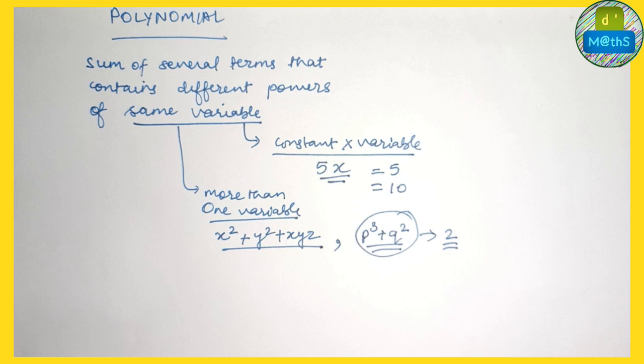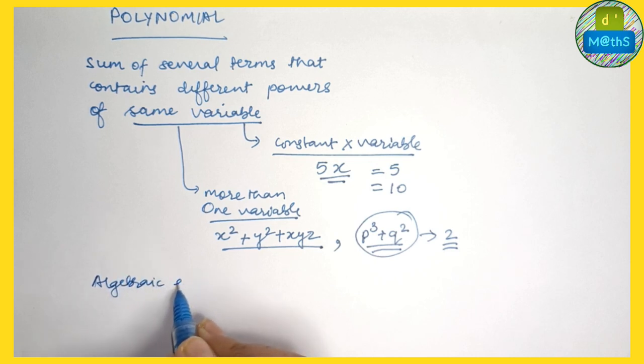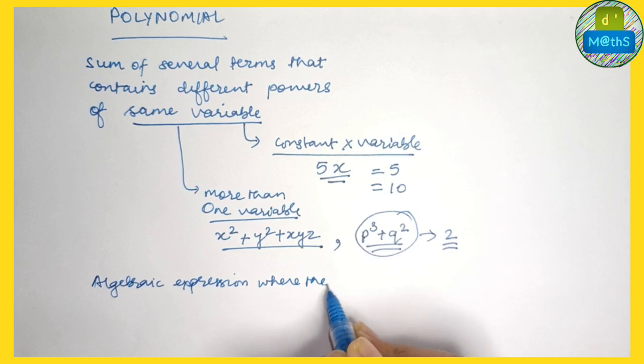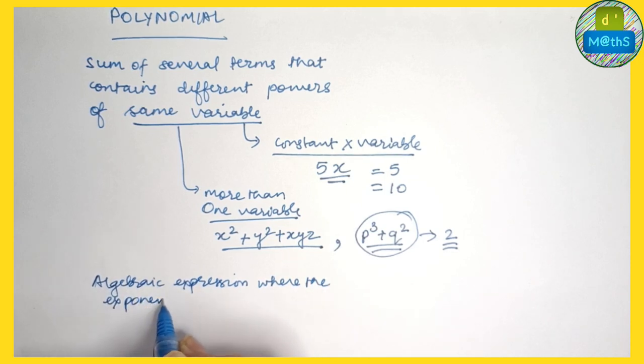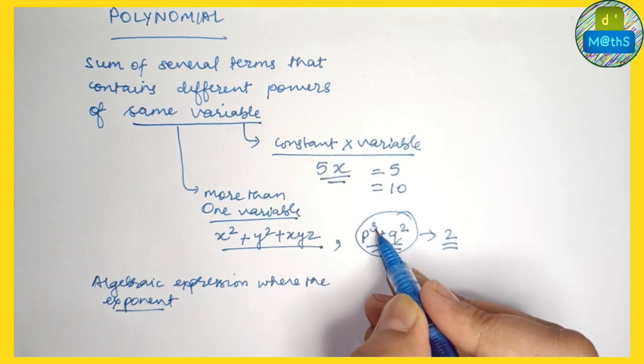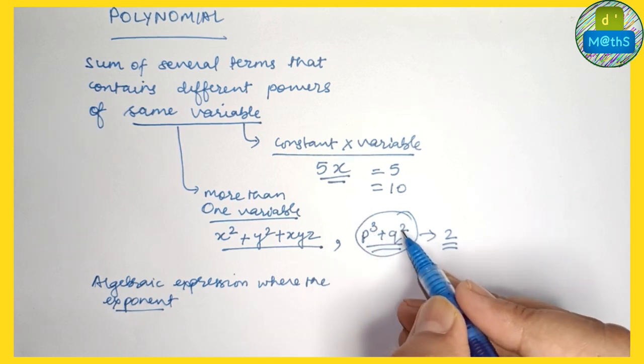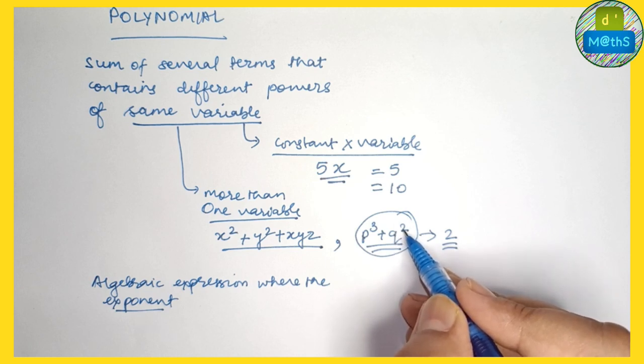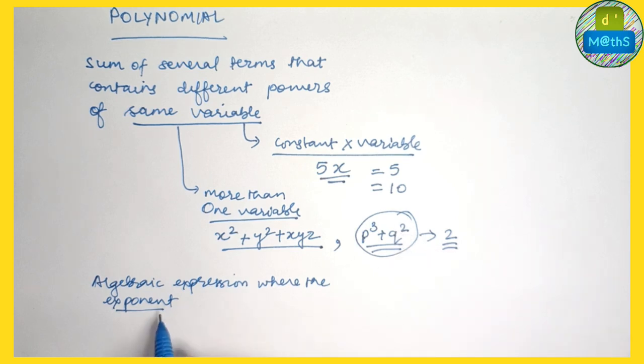Now we should understand what is not a polynomial. An algebraic expression where the exponent, which means the power of a number. So the exponent of p is 3, the exponent of q is 2. Exponent means power. So the power of q is 2, so the exponent of q is also 2. Power and exponent are the same thing.